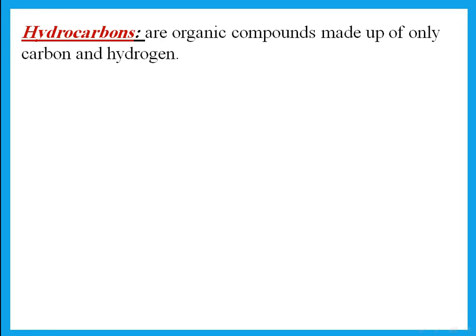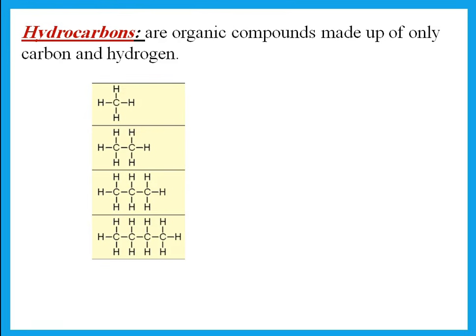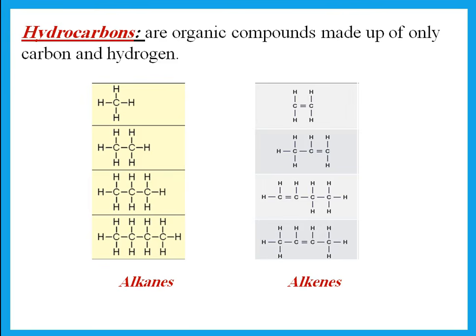Hydrocarbons are organic compounds made up of only carbon and hydrogen. So this is one type of organic compound in which the compound has only carbon and hydrogen. So we know that alkanes are hydrocarbons. Alkenes are also hydrocarbons. They all have carbon and hydrogen only.